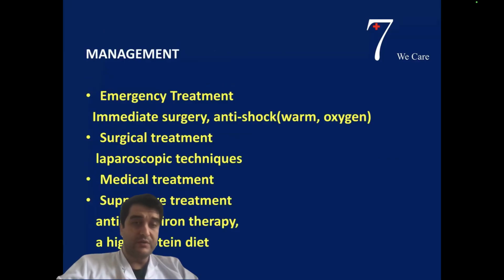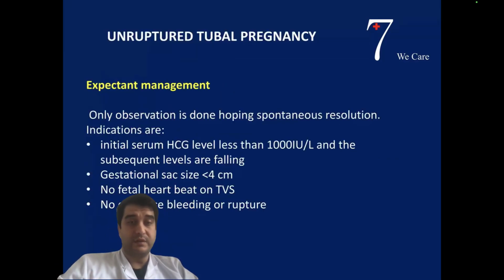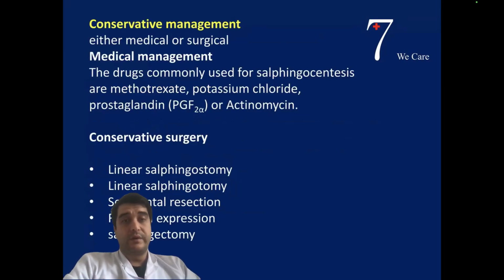Management: emergency treatment, surgical treatment, medical treatment, and supportive treatment, which means antibiotics, iron therapy, and a high protein diet. In unruptured tubal pregnancy, only observation is done, hoping for spontaneous resolution. Indications are initial serum HCG level less than 1000, gestational sac size less than 4 centimeters, no fetal heartbeat on TVS, and no evidence of bleeding or rupture. Otherwise, conservative management is either medical or surgical.